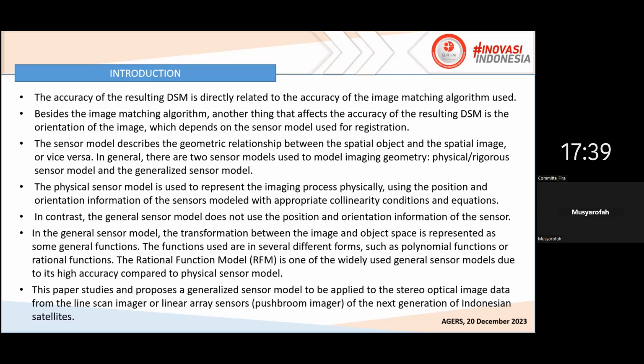The physical sensor model is used to represent the imaging process physically, using the position and orientation information of the sensor, modeled with appropriate linearity condition and equation. In contrast, the general sensor model does not use the position and orientation information of the sensor. In the general sensor model, the transformation between the image and object space is represented as some general function, which is polynomial function or rational function. And the rational function model is one of the widely used general sensor models due to its high accuracy compared to the physical sensor model.